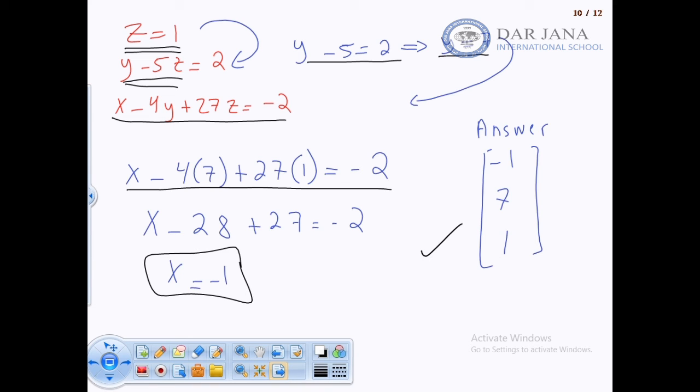Okay. Now, here I use the Gaussian elimination. I use the echelon form.